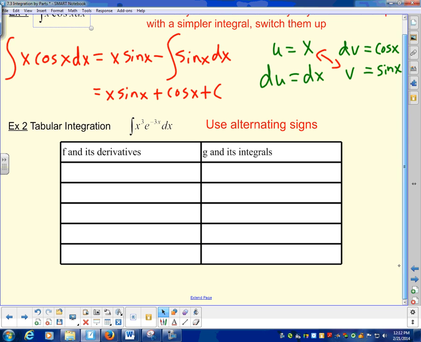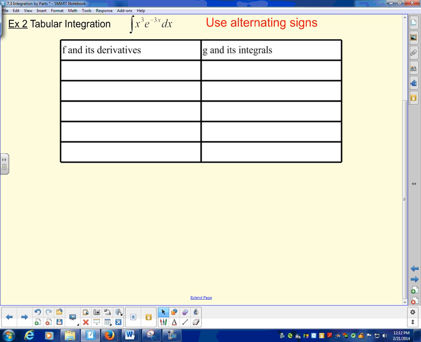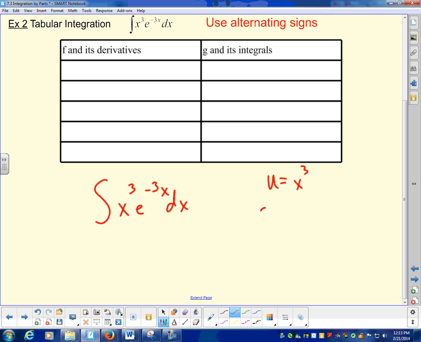Let me just get a little more space here. I'm going to go down here. You don't need to write this down. I'm going to end up erasing all this. So just reason through this with me. So I let u equal x cubed. So du would equal 3x squared. dv is equal to e to the negative 3x. What's v? I'm going to integrate this thing.